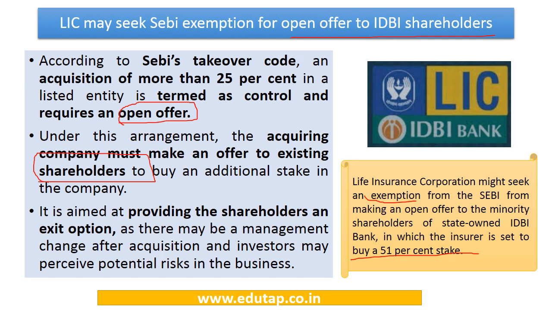So the shareholders of the company which is being acquired have an exit option that now the company is going to be changed. The new management is going to be there. If they don't feel like being in the company, they can sell out their shares to the new company, to the acquirer company, and they can move out of the company. So this is basically an exit option for the shareholders.